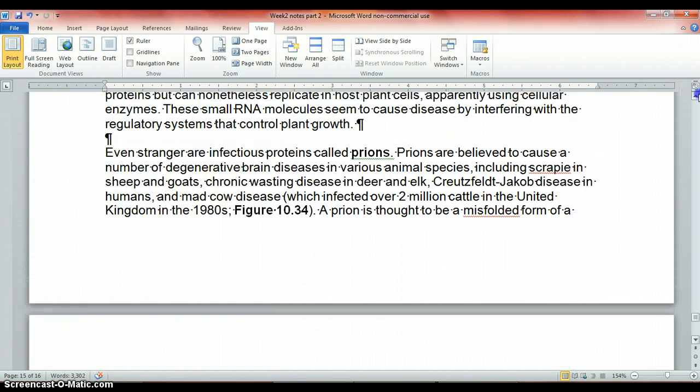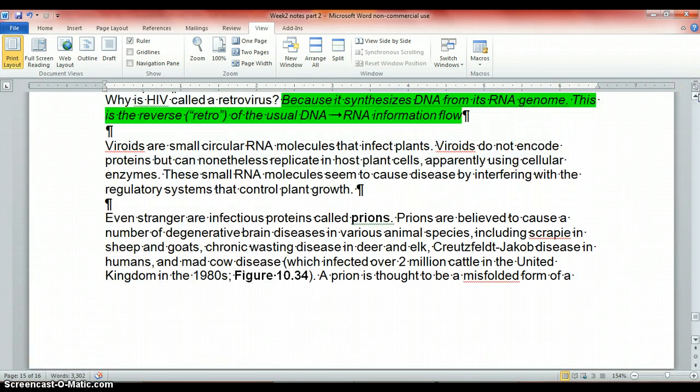Let's talk about viroids. So viroids are circular RNA molecules that infect plants. So we're back to plants. Viroids do not encode proteins, but can nonetheless replicate in host plant cells, apparently using cellular enzymes. These small RNA molecules seem to cause disease by interfering with regulatory systems that control plant growth.